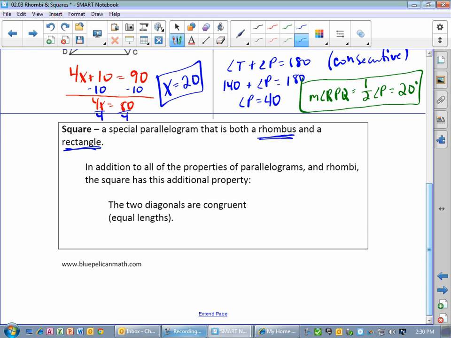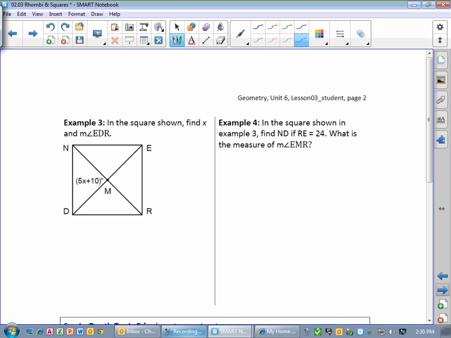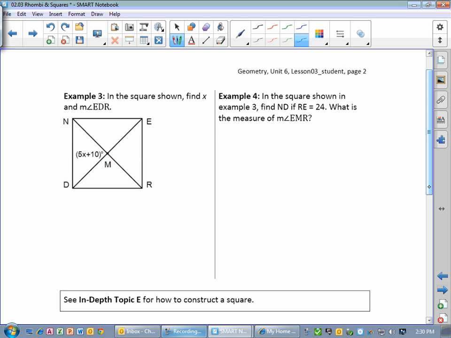Now, just like a rectangle, the diagonals are congruent. That's the property of a rectangle. Just like a rhombus, the diagonals intersect at what angle? 90. So we can put these concepts together to find some information. Look at example 3. In the square shown, find x and the measure of angle EDR.